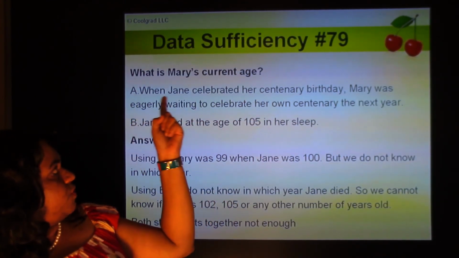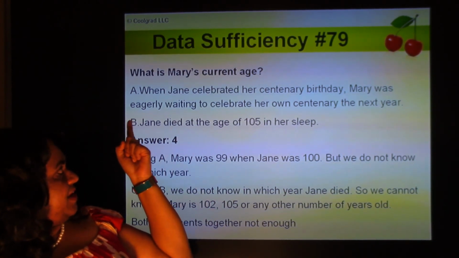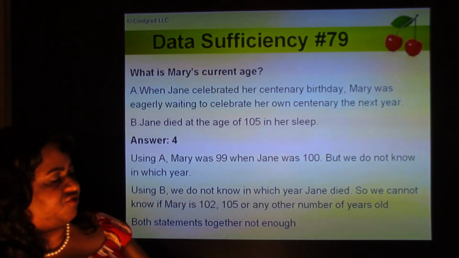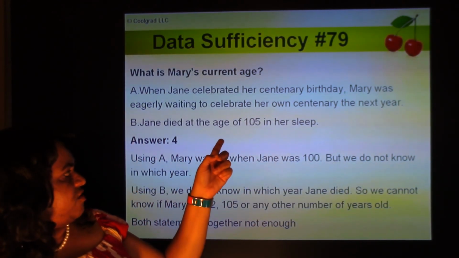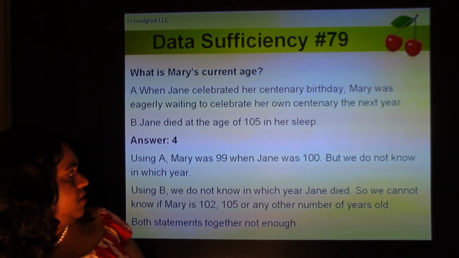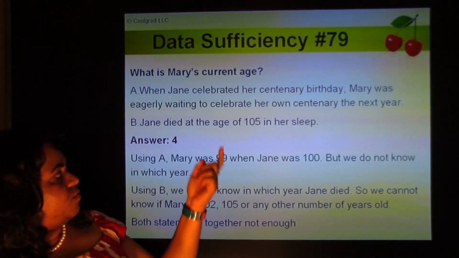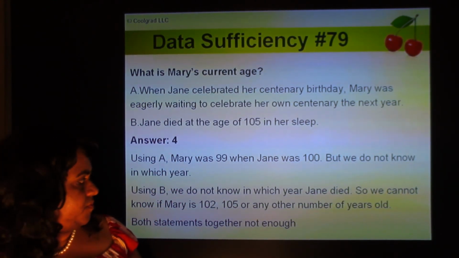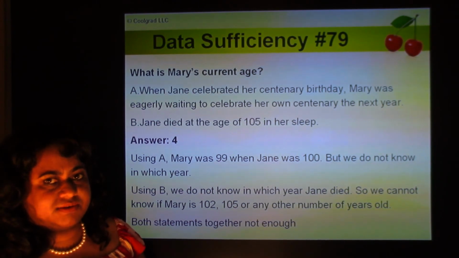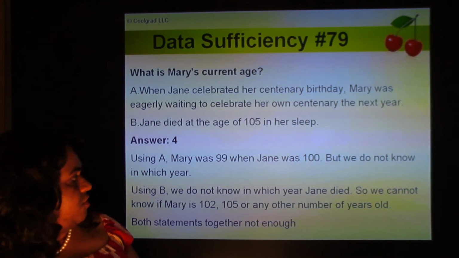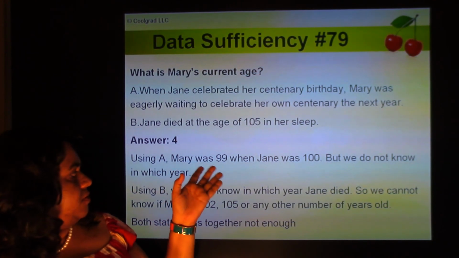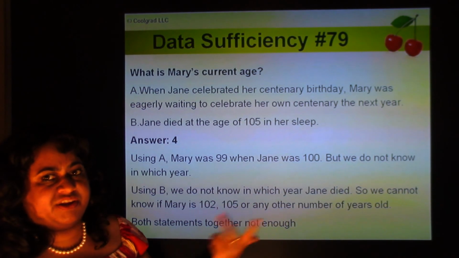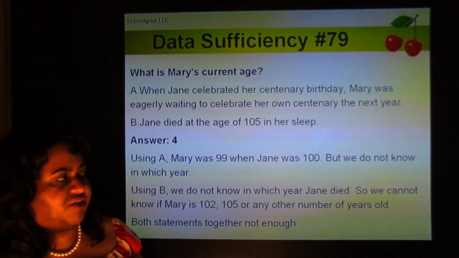Question 79. What is Mary's current age? Statement A. When Jane celebrated her centenary birthday, Mary was eagerly waiting to celebrate her own centenary the next year. Statement B. Jane died at the age of 105 in her sleep. Using statement A alone, Jane was 100 and Mary was 99, waiting to celebrate her 100th birthday. But we don't know in which year that was. For all you know, it might have been 20 years ago. So Jane may now be 120 or 110 or 102. We can't solve for their current age.